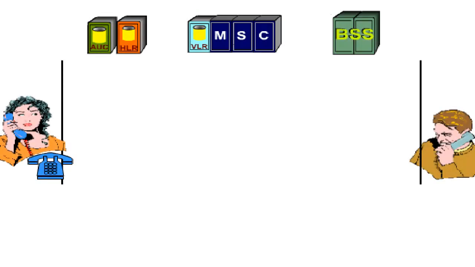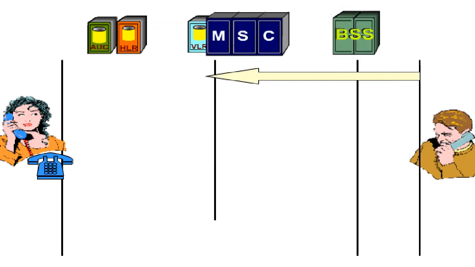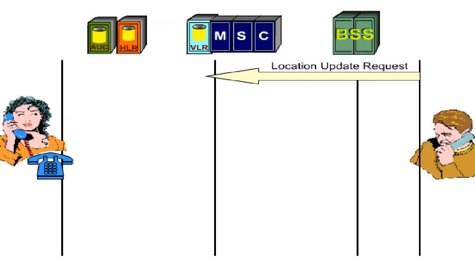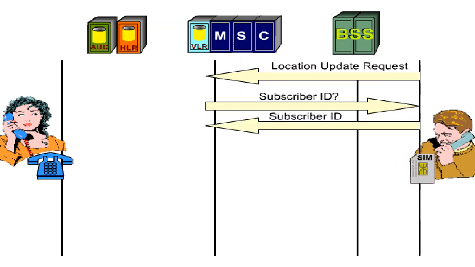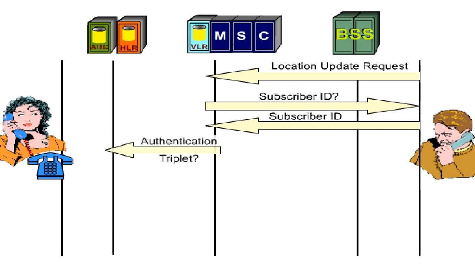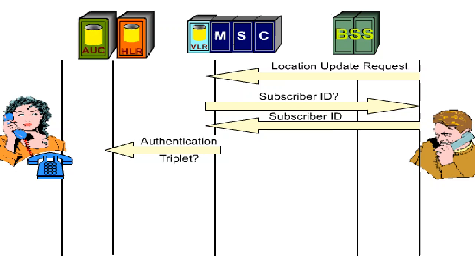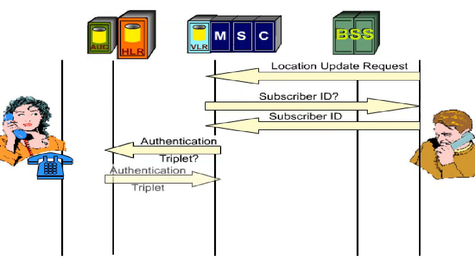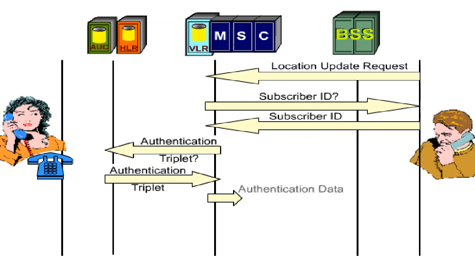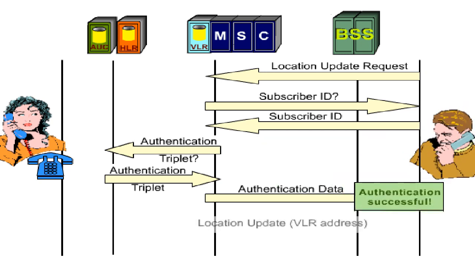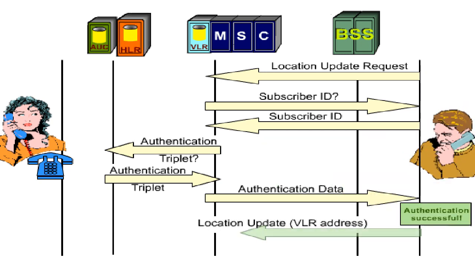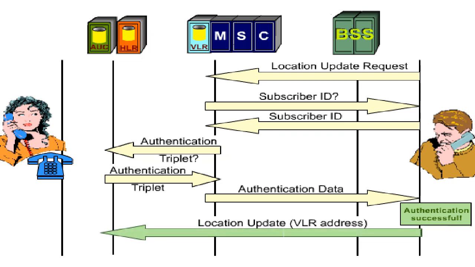The mobile station sends, via the BSS and the appropriate serving MSC, a location update request to the controlling VLR. This then requests a subscriber ID stored on the SIM card of the mobile station, which is sent immediately to the VLR. Now, the VLR can request the authentication data, also called the authentication triplet, from the subscriber's HLR/AUC. After receiving the reply from the HLR, the VLR sends the authentication data to the mobile station. After successful authentication, the location update, in the form of the VLR address, can be sent to the HLR of the subscriber as the current location.